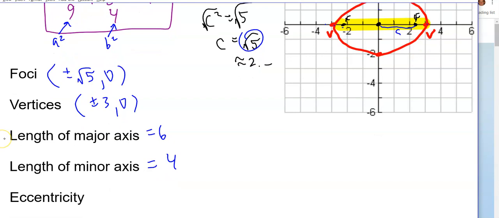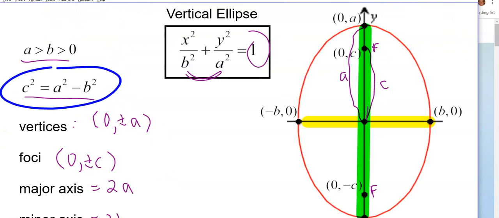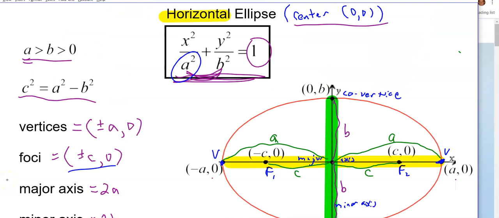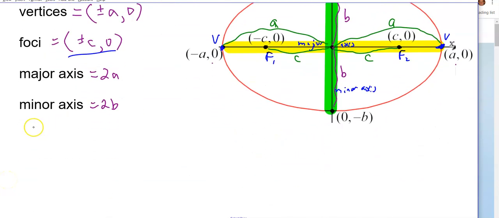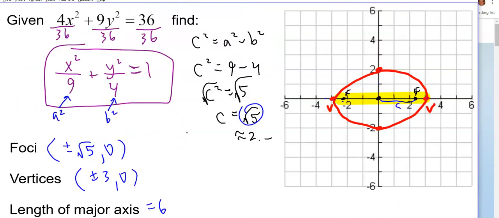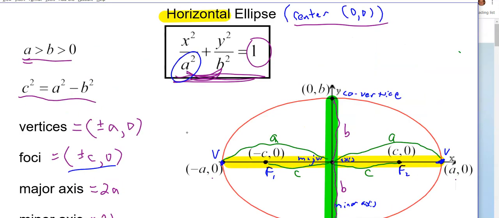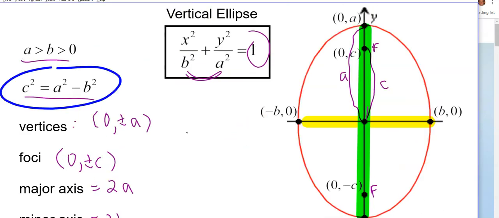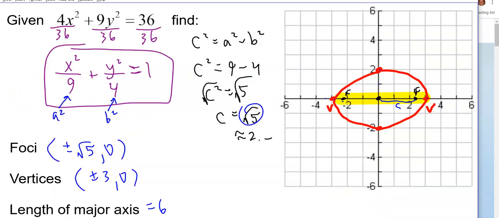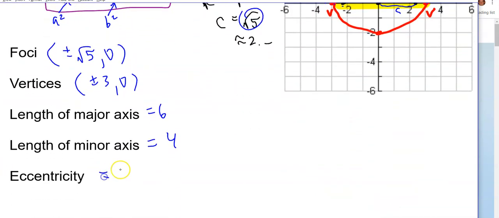Oh, I forgot to mention eccentricity. I don't think I put eccentricity on either one, did I? So eccentricity is the ratio of c over a. I thought I had a slide on that. Maybe it's in my other file. So eccentricity for this one, let's go back to it. Okay, so just a ratio of c over a. So c is square root of 5 over a, which was 3, I believe. And you just use your calculator to get the eccentricity.